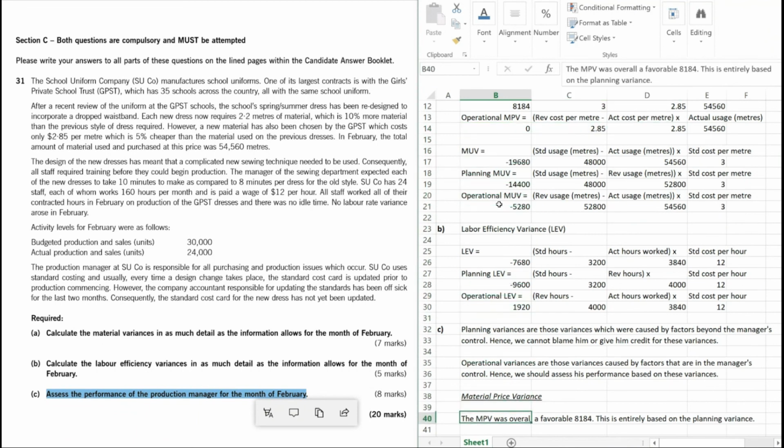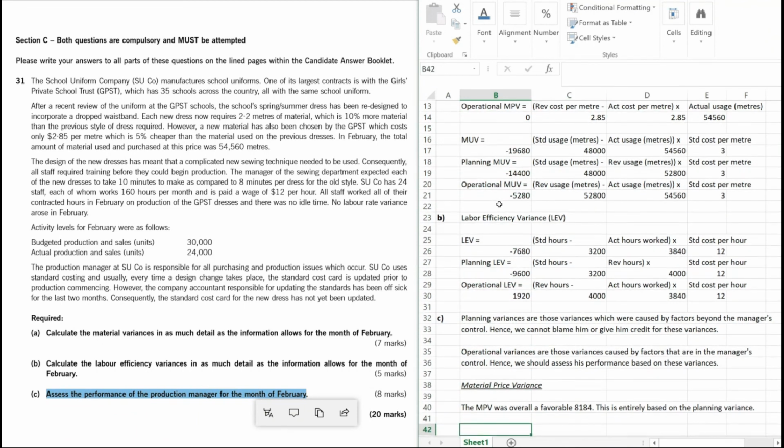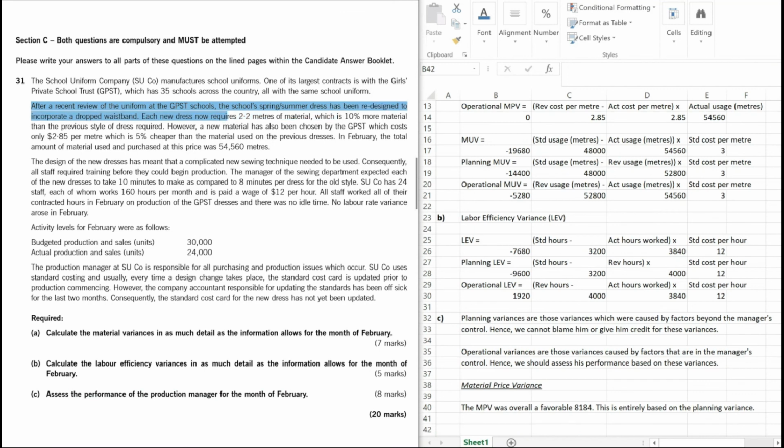So what was the cause for the planning variance to be favorable? If we go back to our case, it says the school summer dress has been redesigned, right? And the new dress requires 2.2 meters of material, which is 10% more material. That's the material usage variance. Also, the new material has been chosen, which costs less, 5% cheaper than the material used on previous dresses. Okay, so there's our reason.